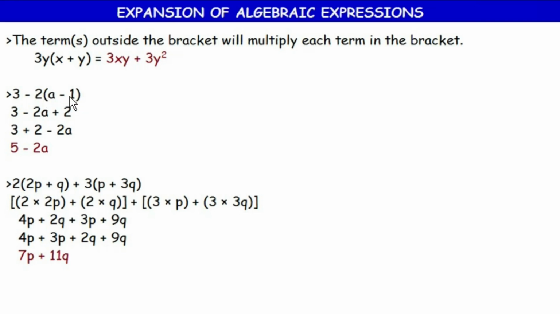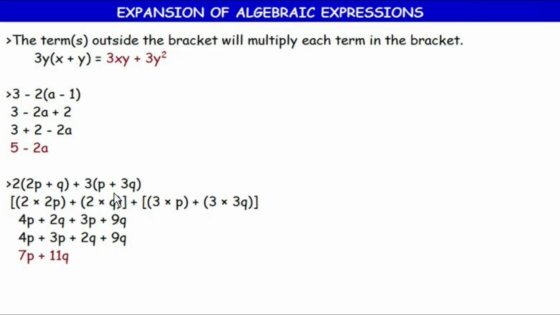What about the next one? What is negative 2 times negative 1? Negative times negative is positive, so negative 2 times negative 1 is positive 2, so you're going to get plus 2 here. So you're going to get 3 minus 2a plus 2. From here we are going to group like terms, right? You can see that 3 and the 2, since they are numbers, we can put them together. So we have 3 plus 2 minus 2a, giving us 5 minus 2a, right? But you can rewrite this as negative 2a plus 5. Negative 2a plus 5 is the same thing, right?